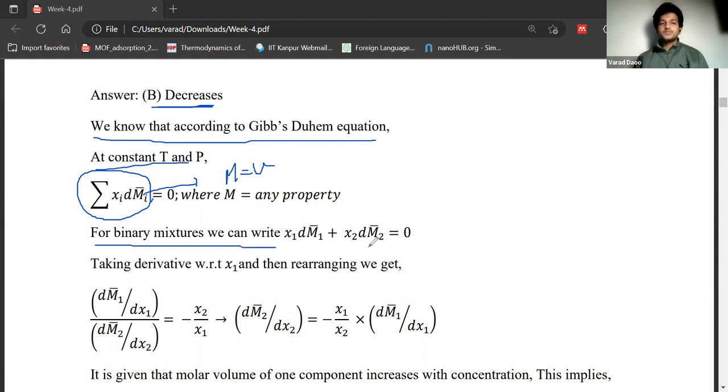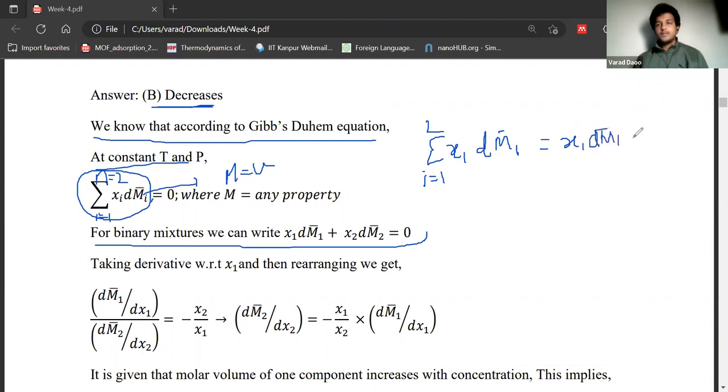Okay, so for binary mixtures, we just have to expand this. So basically, summation xi dmi bar for i equal to 1 to n. Here n is equal to 2 because it's a binary mixture. So we have summation xi dmi bar, where i is equal to 1 to 2. This is nothing but x1 dm1 bar plus x2 dm2 bar, right? This is what we have written here for a binary mixture.